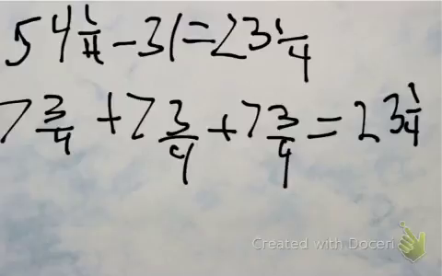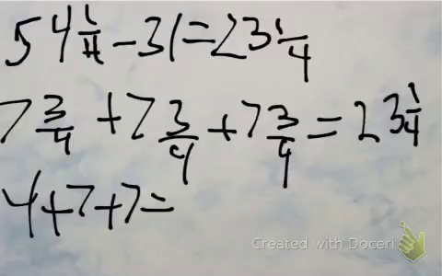So 3 panels are needed to cover the remaining distance. A total of 7 panels are needed to cover 54 1/4 feet. 4 plus 7 equals 11 for one side, so she needs 18 more panels to fence the remaining 3 sides.